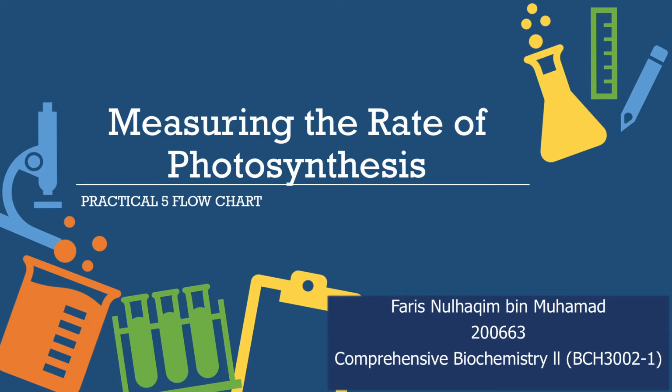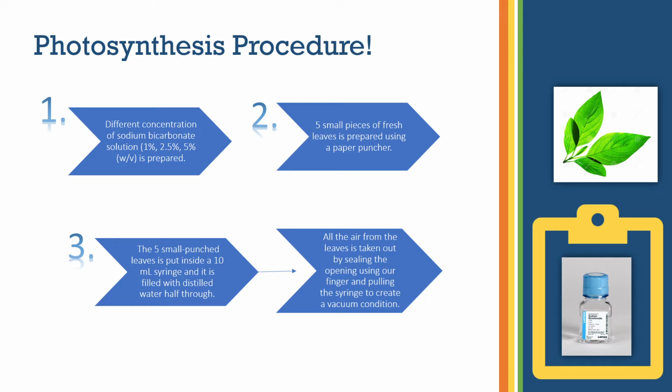We'll be presenting the flowchart of our practical 5, which is measuring the rate of photosynthesis. Once again, we cannot do this experiment hands-on due to the pandemic, but thanks to our lecturers, we were able to do this online. Okay, first thing first, the experiment will start by preparing different concentrations of sodium bicarbonate solution like in this picture here at 1%, 2.5% and at 5% weight by volume.